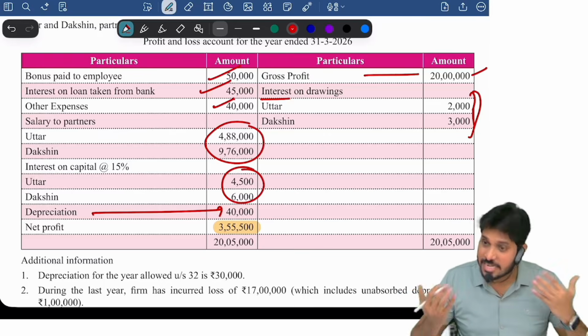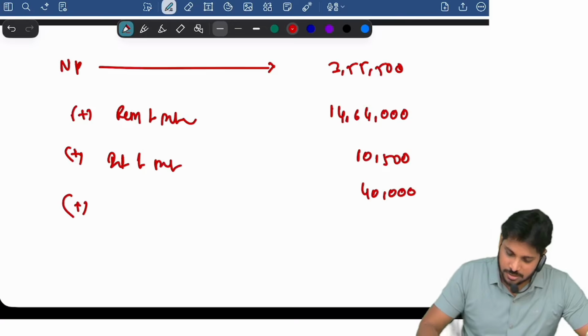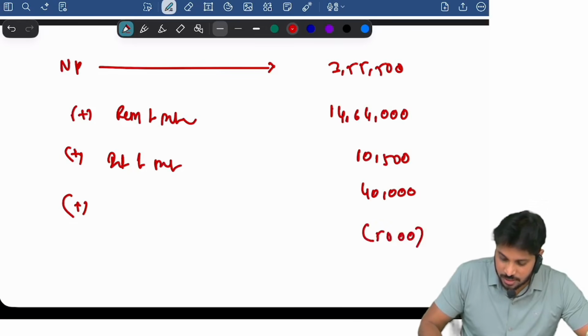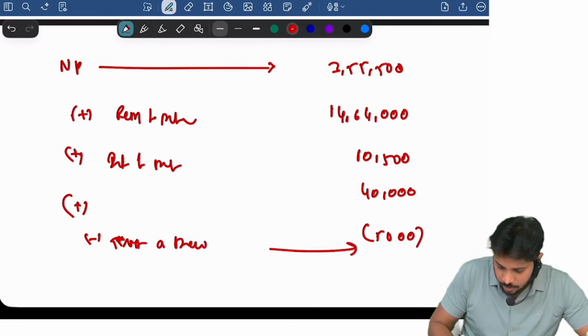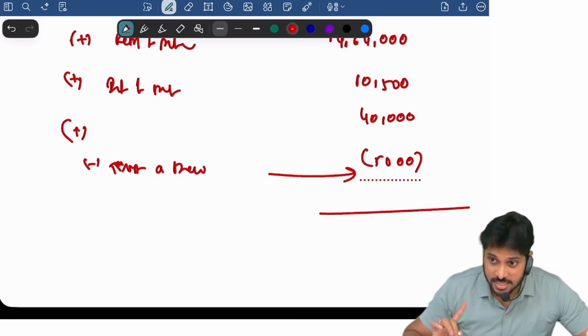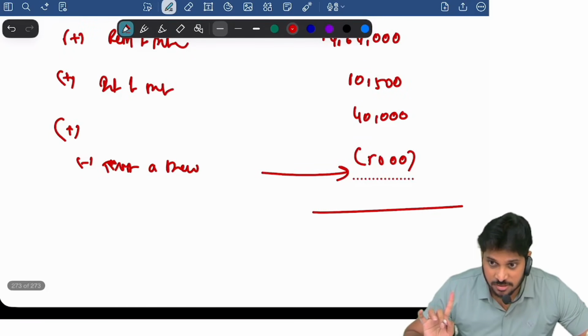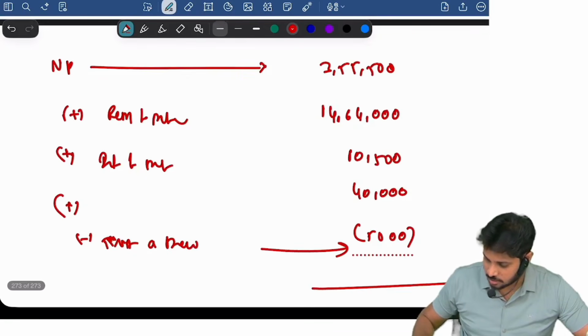I think I will reduce this, because this is not an income. Yes or no? I will reduce this. This is not an income. Minus interest on drawing. Okay, this I will remove it. Okay, because no, this is added. This is treated as income. That is neither income nor expense. Are you clear? Neither income nor expense. Now tell me, what is the answer?